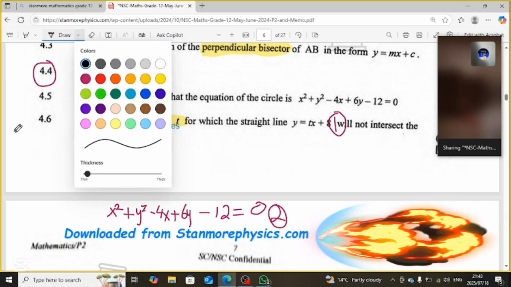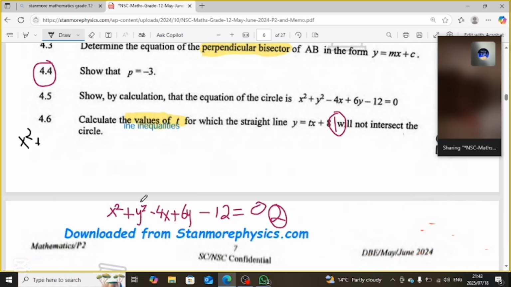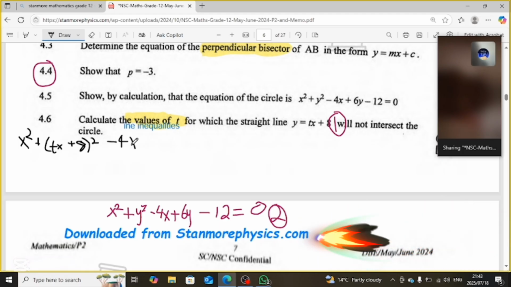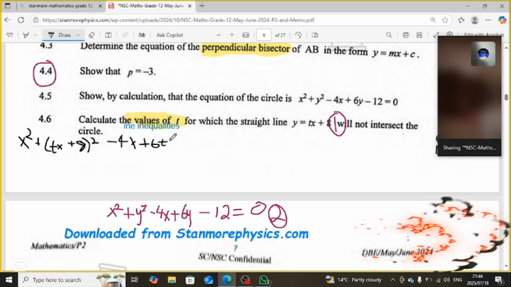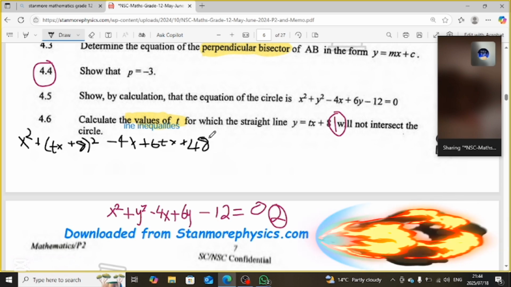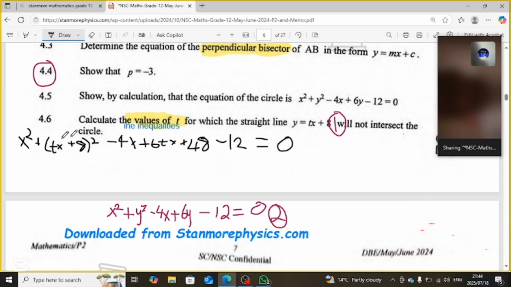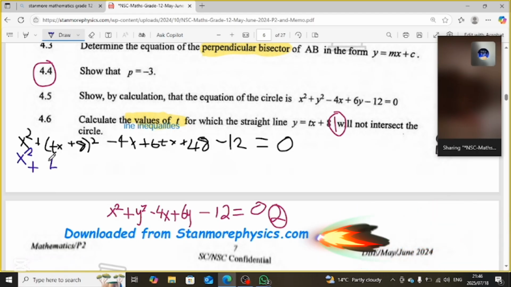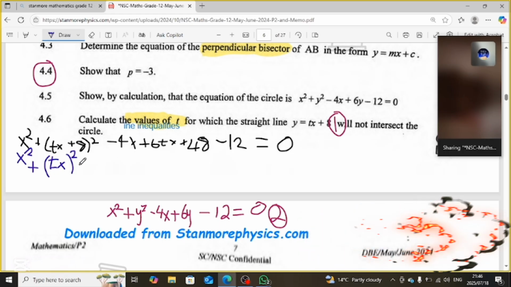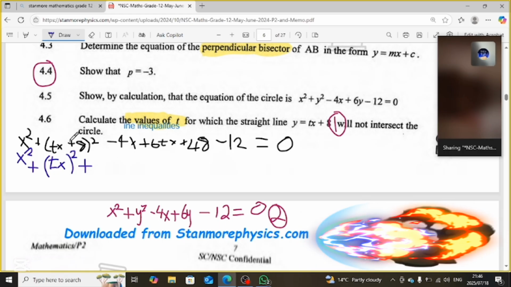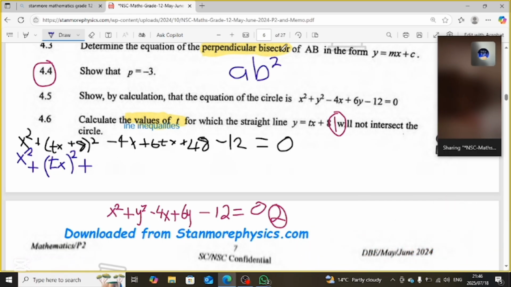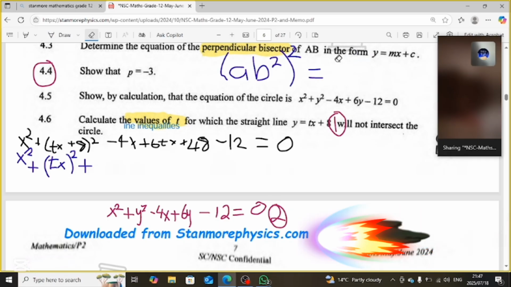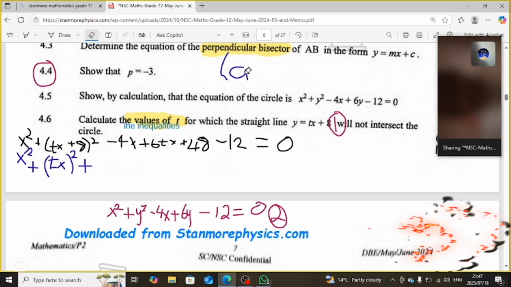We then substitute y equal to tx plus 8 into the equation of the circle, giving us x squared plus (tx plus 8) all squared minus 4x plus 6(tx plus 8) minus 12 equal to 0. Now let's expand and simplify (tx plus 8) all squared. We know from the law of exponents that (ab) all squared is equal to a squared times b squared. When squaring tx, we will then be using this law of exponents.